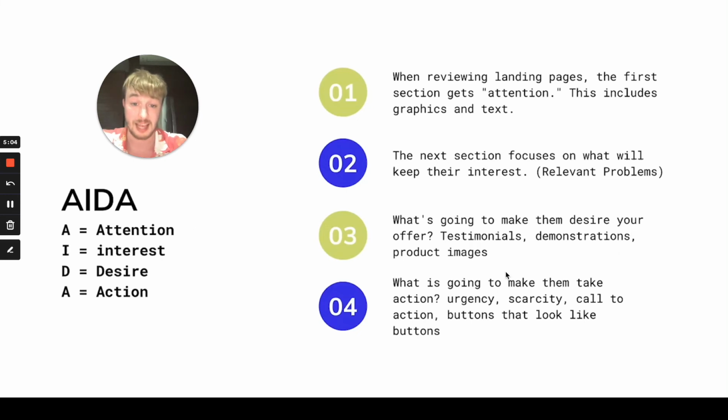The last step is call to action. So action is really important, right? What is going to make them take action? It can be urgency, scarcity, call to action buttons, right? Buy now buttons that look like buttons, and of course they have to have different colors. Colors are really important on landing pages. Again, if you don't know what you're doing, you can waste lots of time and money playing around and split testing stuff that you don't know will work or not, right? So that's really important.